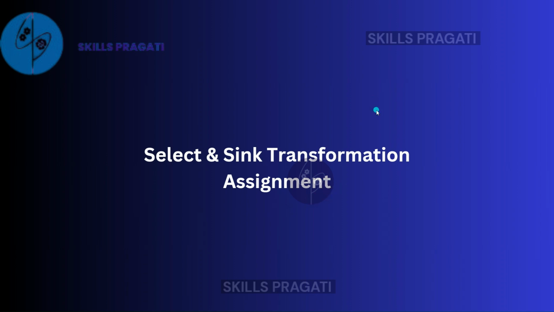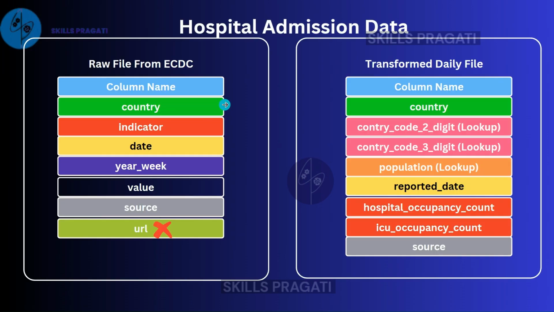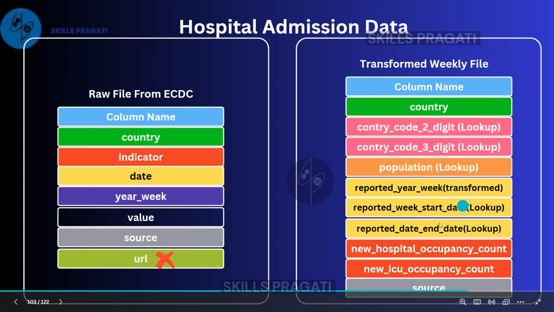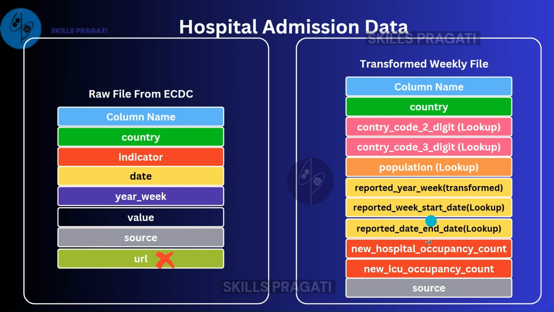You can do everything in the sink transformation, but that's not the recommended approach. So go with the select to select the fields we want and write all of them to a sink. Just to aid you with what we need, let's have a relook at our requirements. So the fields we want are in here, so that'll be the country, country code, 2-digit, 3-digit, population, reported date and the 2 counts and the source for the daily file in that order, and for the weekly file, it is pretty much the same, except that you've got the reported year week instead of the reported date and then the week start date, end date, and the 2 counts are slightly different to the other one.